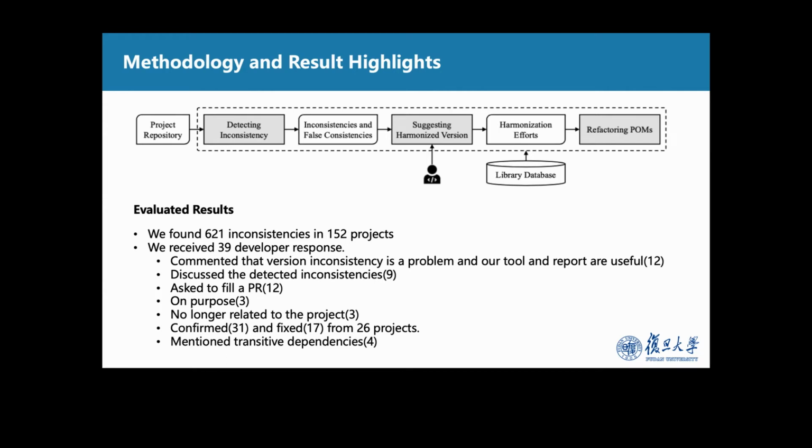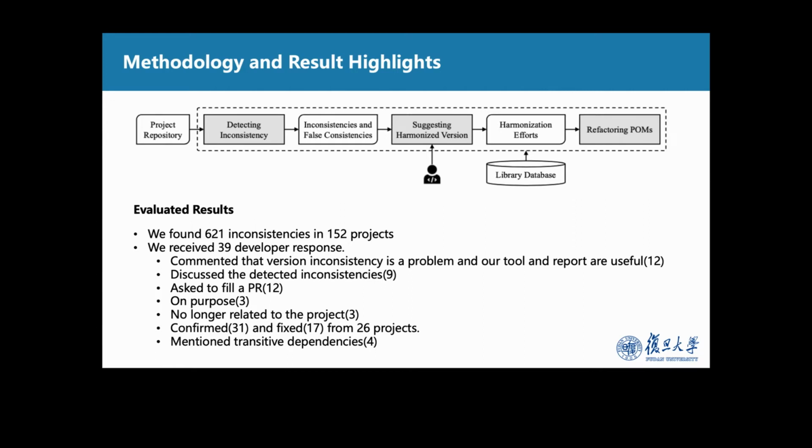As for results, libharmo found 621 inconsistencies in 152 projects. We received 39 responses. 12 developers comment that version inconsistency is a problem and our tool and the report are useful.